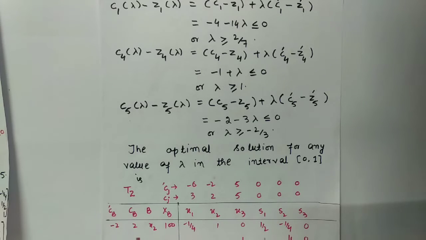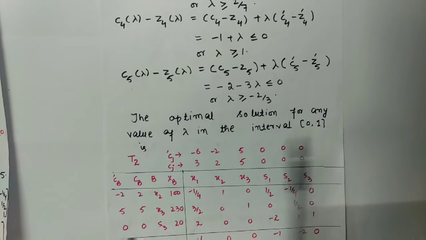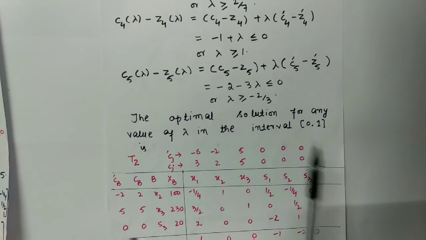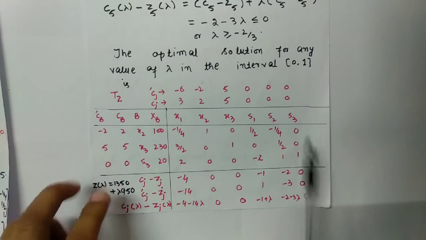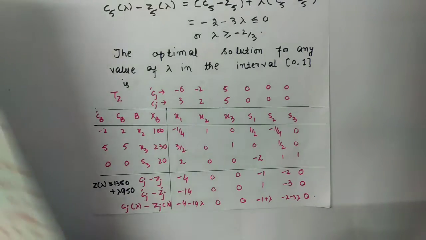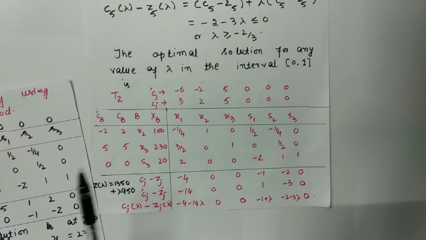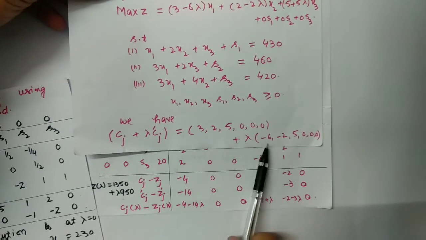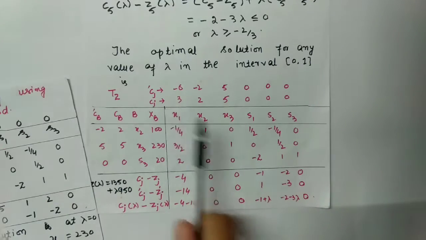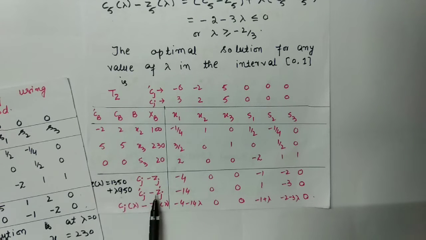Now, first of all, I will write the optimal solution for any value of lambda in the interval 0 to 1, because in the interval 0 to 1, our solution is optimal. So I had written in this table. This table is the same as table 1 of the simplex method. Only the addition is of C dash j, which are the values corresponding to Cj, that is minus 6, minus 2, 5, 0, 0. And C dash j minus Z dash j.